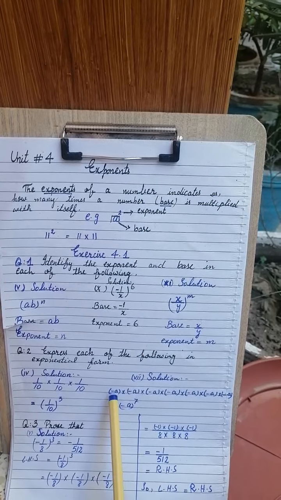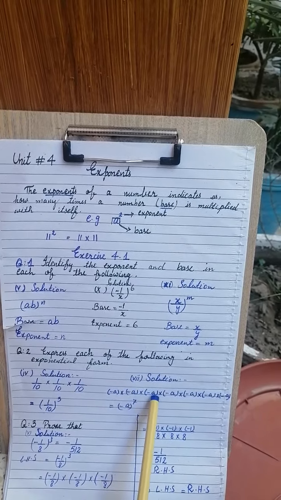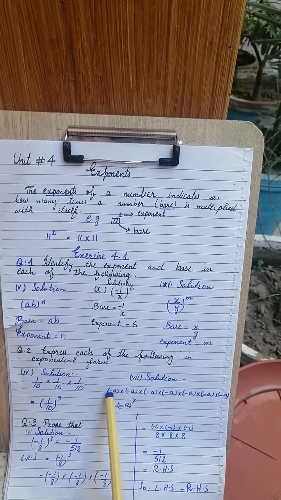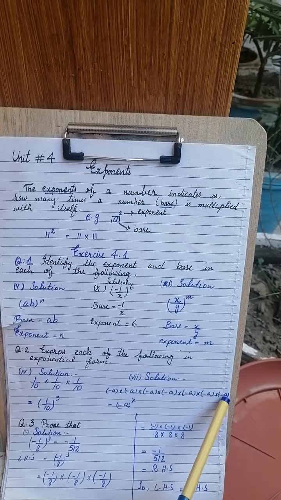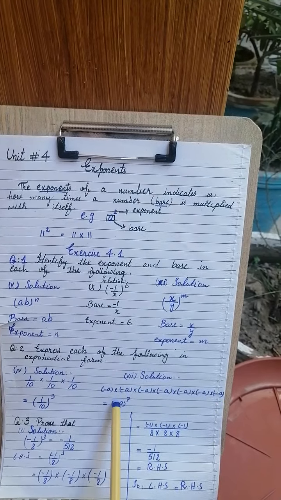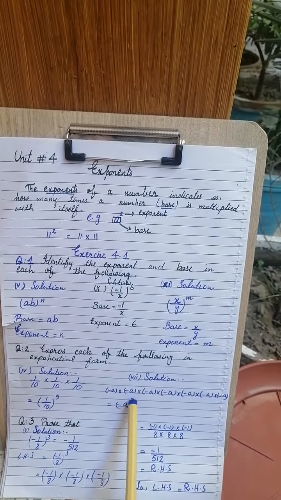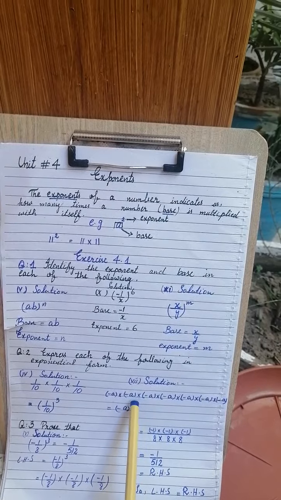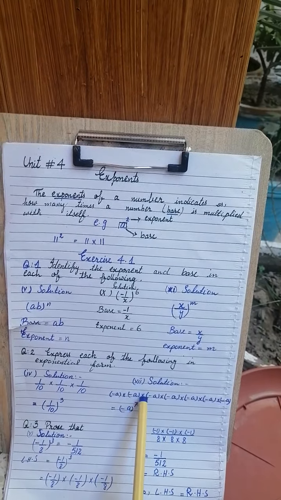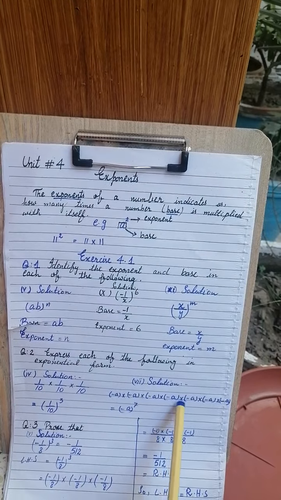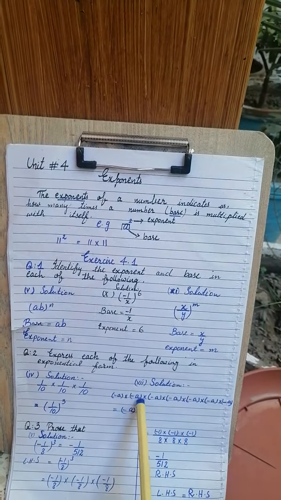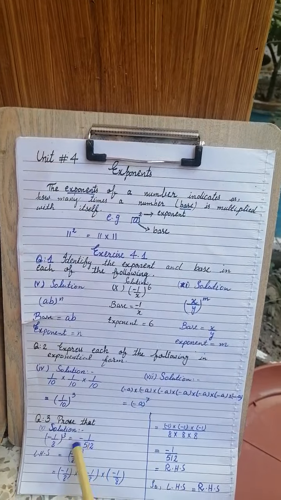Here the expanded form is minus a minus a minus a. How many times? 1, 2, 3, 4, 5, 6, 7. That means the base is the same, minus a. And how many times is this minus a? 7 times. The base is minus a, and the exponent is 7.